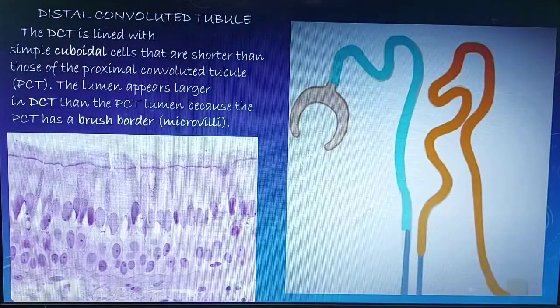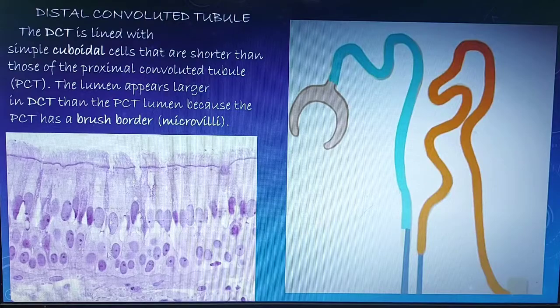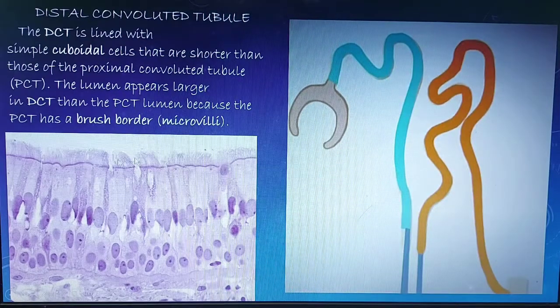Now let us see about the distal convoluted tubule. This gets connected from the ascending limb of the loop of Henle. This is lined with simple cuboidal epithelium that are shorter than those of the proximal convoluted tubule. The lumen appears larger in the DCT than the PCT lumen because the PCT has a brush border. Lumen is the space in a tubular structure or arteries. And as you can see here, this is the cuboidal epithelium and these are the microvilli.